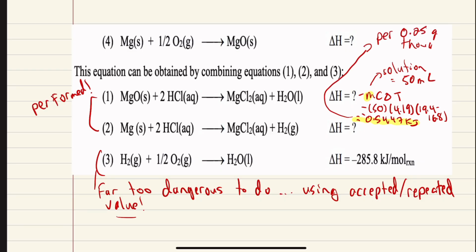So again, it's mc delta T for each one. For the first reaction, that's per 0.25 grams, and for the second reaction, that's per 0.5 grams, but we're going to do some proportion math in order to get it per mole so that it represents the actual full equations.